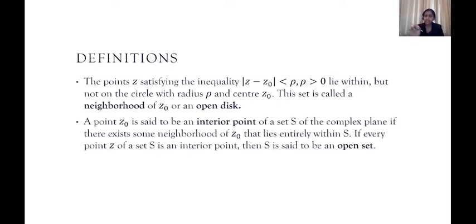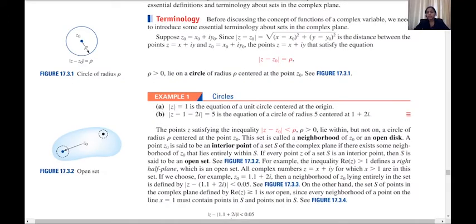And in a set, if all the points are interior, then we say that the set is open. Okay, so let's just see what it actually means. If you see in the figure 17.3.2, this is our set. The blue region is our set, and if you take a point z dot, then we can find a neighborhood. It does not need to be a big one, it can be a very small one also, a minute one will also be enough.